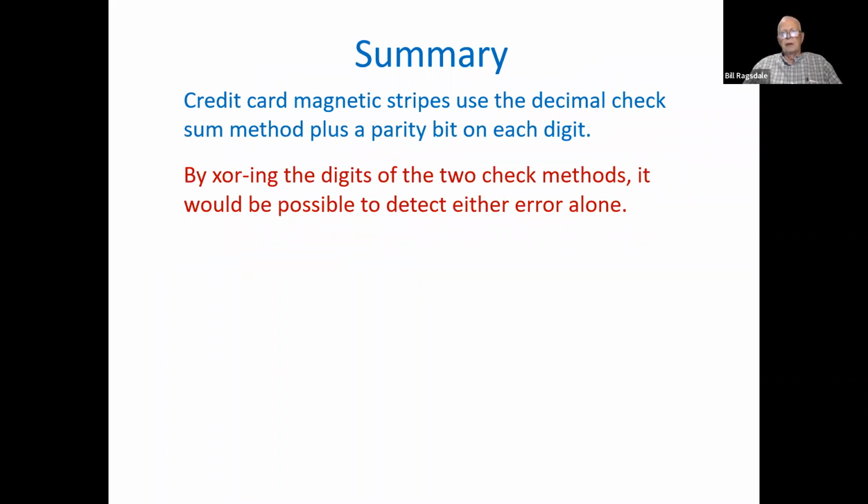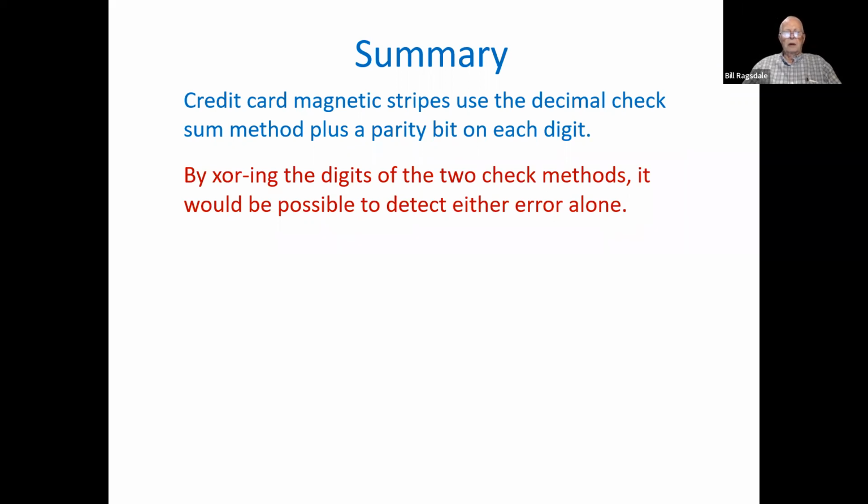Here's a couple of comments on the application of checksums. First case is the credit card magnetic stripes use a decimal checksum identical to what we've described. They just do a simple modulo 10 sum across the card and append one digit. In addition, each digit on the card is BCD, four-bit binary coded decimal numbers with a parity bit, so they're 5 bits per digit. So that is a longitudinal error check, and then that's a lateral error check. The longitudinal error check is the parity digit at the end.